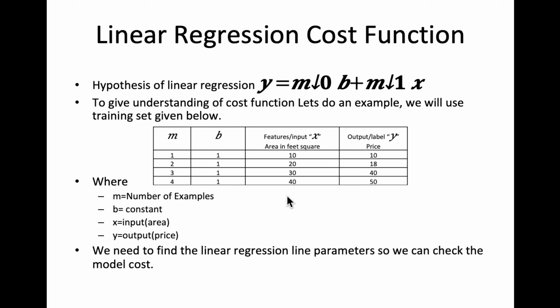Essentially, we check the model cost. So this is the m value, the b value, the x and y, and these two values help us develop the relationship between y and x.